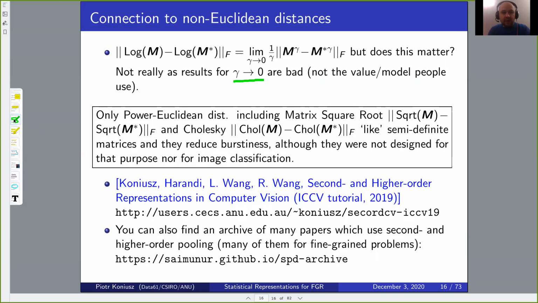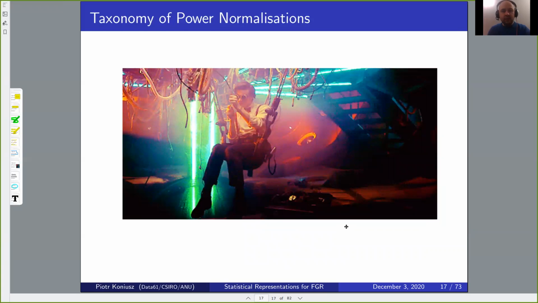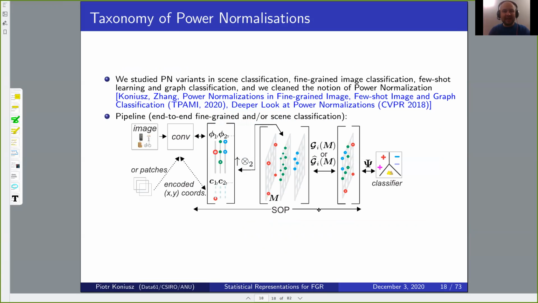If you're interested in this topic, we ran in 2019 an ICCV tutorial that discusses those aspects. So there are several talks. You're more than welcome to visit the link over here. Also, if you're interested in the huge number of papers that in one or another way perform second order pooling or bilinear pooling, there is also a web page here that lists all those papers, but I won't be going into those things today. Instead, I wanted to talk a little bit about our recent work focusing on taxonomy of power normalization.